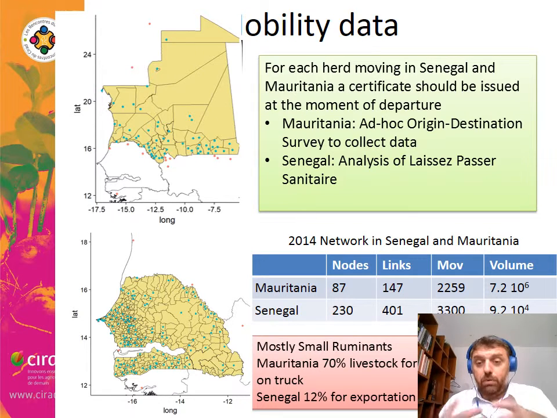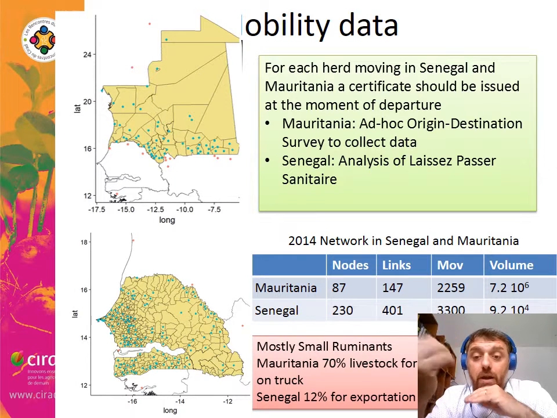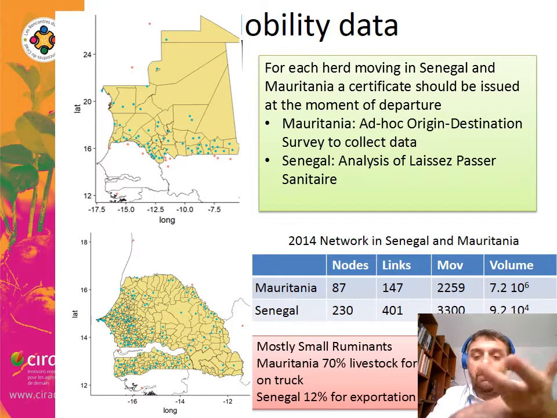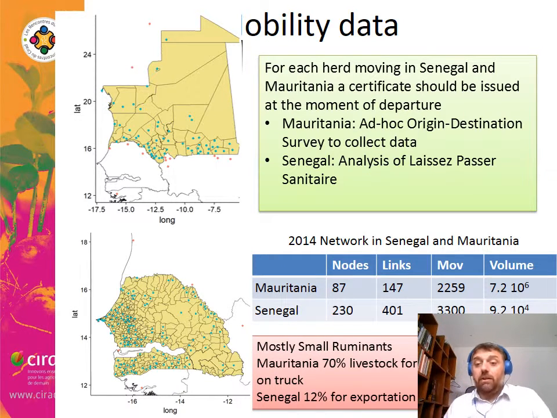Moreover, without going too much into detail, we found that most of the movement concerned small ruminants, then goat and cheese. In the case of Mauritania, 20% of the animals are sold abroad, and less than 20% of the movements are done using trucks. While in Senegal, there is almost the opposite. Few animals are used for export, and the majority of the movement is done using trucks or cars.